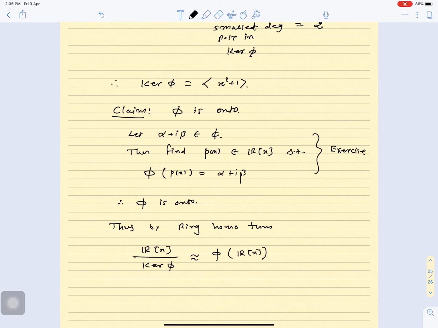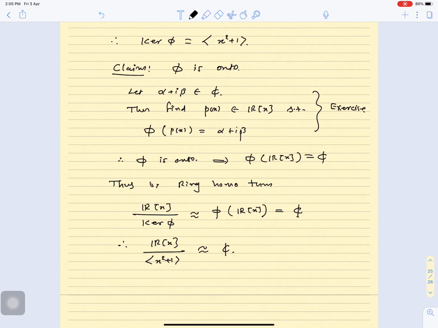but phi is onto, so phi of R[x] will be what? It is C. So therefore this R[x] quotient kernel of phi, but kernel of phi is x square plus 1, it will be isomorphic to C. So R[x] quotient x square plus 1 will be isomorphic to C.